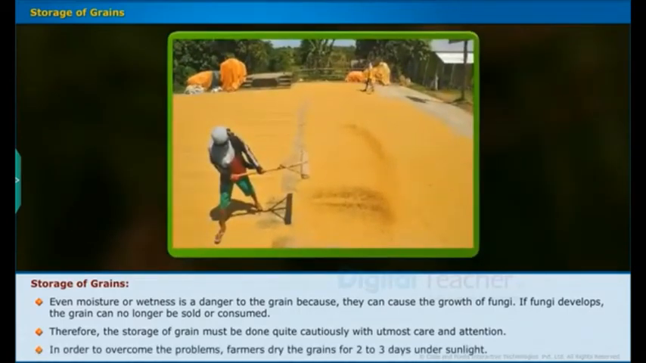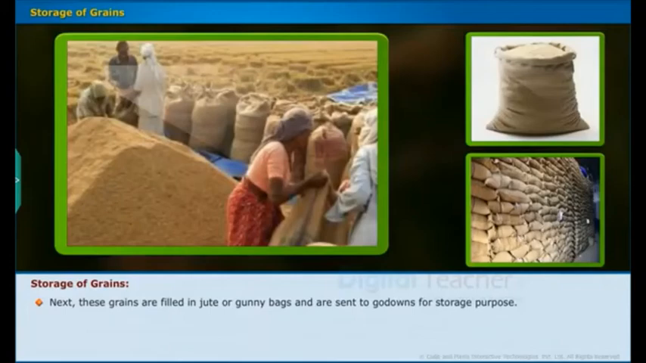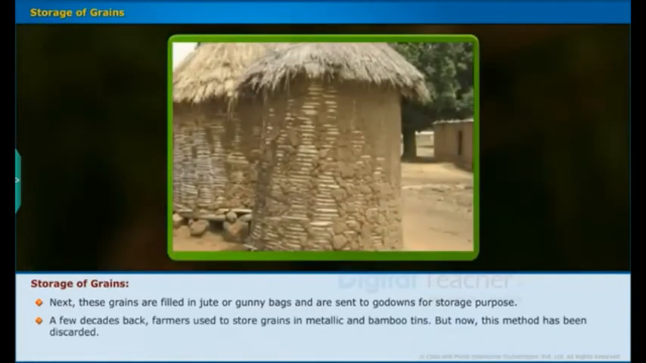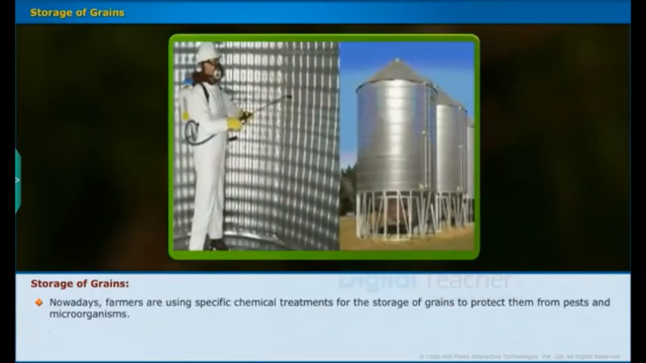In order to overcome the problems, farmers dry the grains for 2 to 3 days under sunlight. Next, these grains are filled in jute or gunny bags and sent to godowns for storage purpose. A few decades back, farmers used to store grains in metallic and bamboo tins, but now this method has been discarded. Nowadays, farmers are using specific chemical treatments for the storage of grains to protect them from pests and microorganisms.